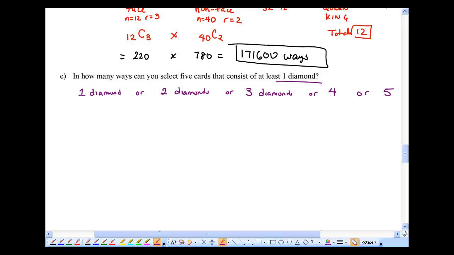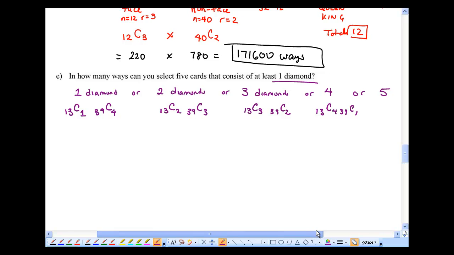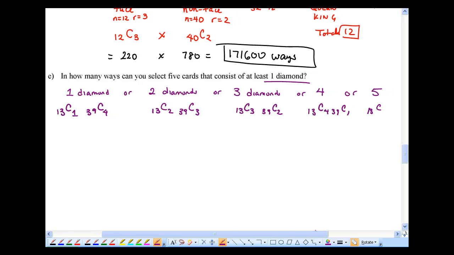That would be, out of 13 diamond cards, I'm going to choose 1. Out of all the remaining cards, the non-diamonds, which are 39 of them, I want to choose 4 of them. In this case, I got 13 choose 2, because out of the 13, I want to choose 2 diamonds. Out of all the non-diamonds, 39, I need now 3. See the pattern? You finish off the rest. And then OR means you have to add them up.